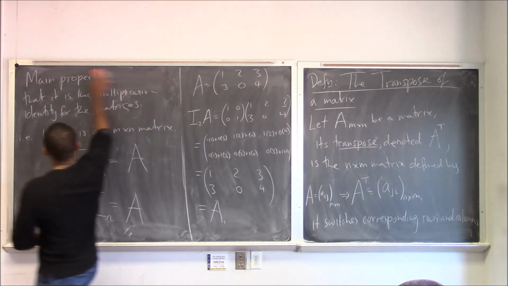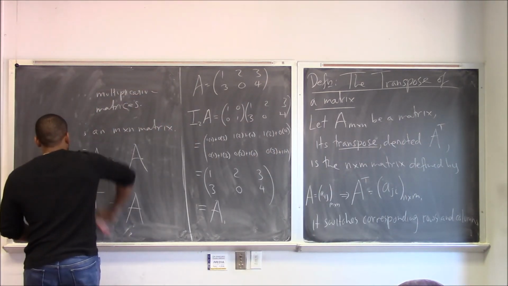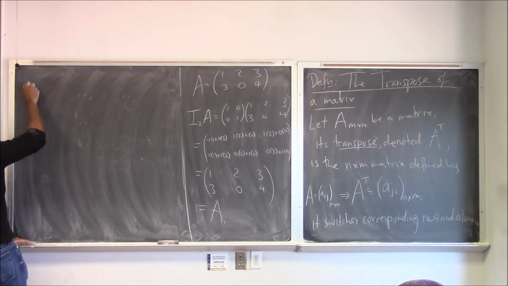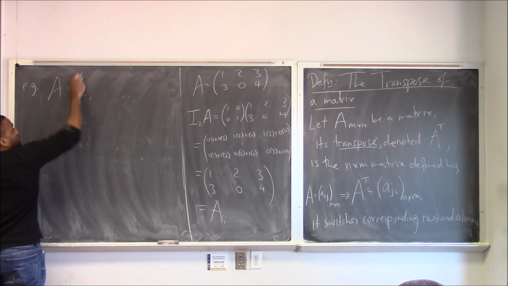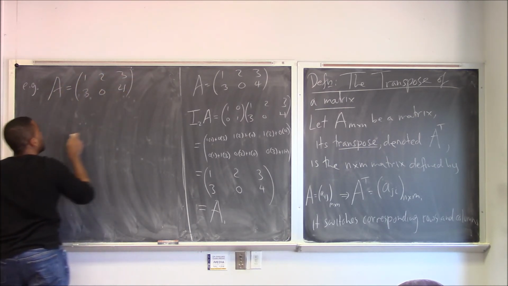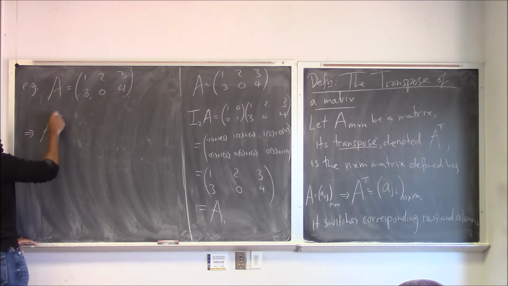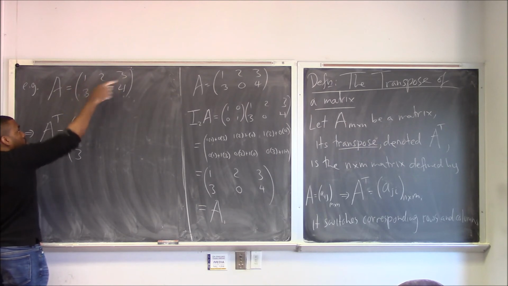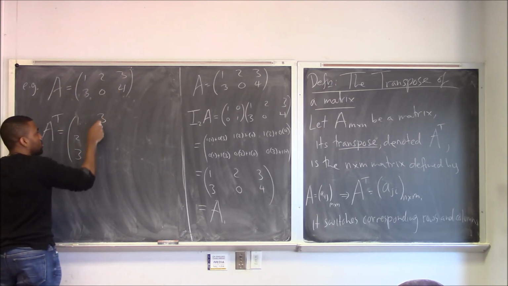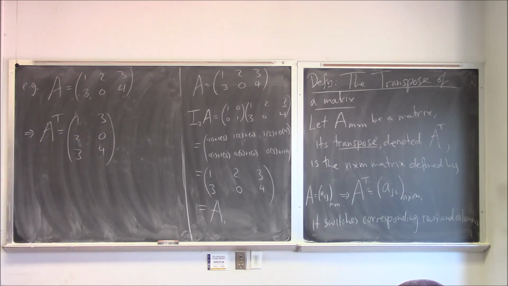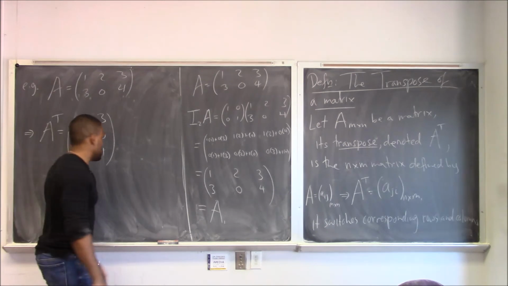So for example, if A is 1, 2, 3, 3, 0, 4, then if I take its transpose, that's 1, 2, 3. First row becomes your first column. 3, 0, 4, and the second row becomes the second column. You interchange rows and columns. And that's called a transpose.